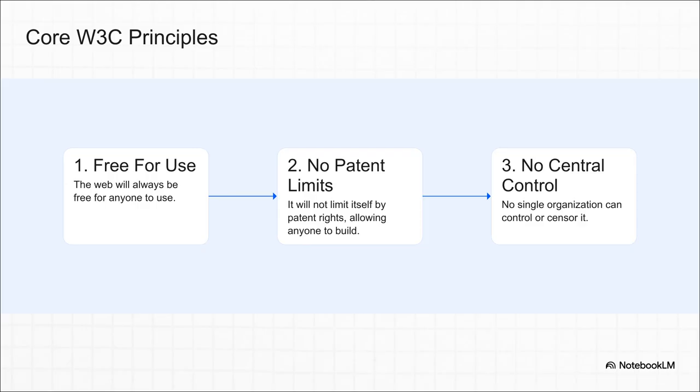This whole philosophy really boils down to three simple but incredibly powerful principles. First, it's free for anyone to use. Got it. Second, no patents. Now this is huge. It means no single company can own a critical piece of the web's core technology and stop others from using it or innovating on it. And third, no central control. This ensures that no single government or corporation can just decide to switch the web off or censor it. It's designed to be a cooperative open space.